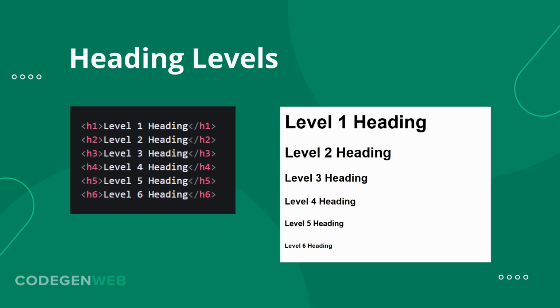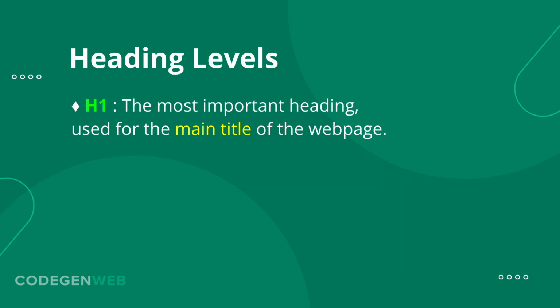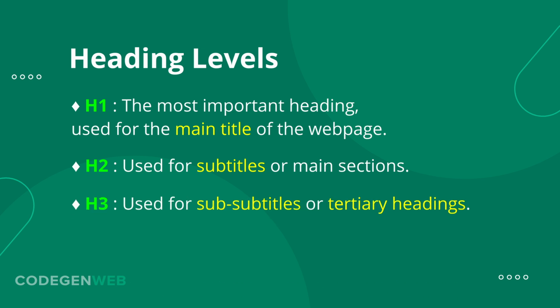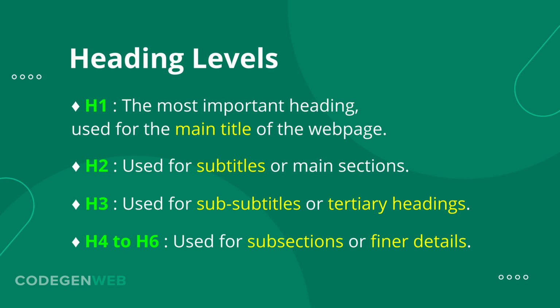HTML provides 6 levels of headings from H1 to H6. Each represents a different level of importance. H1 is the most important heading, used for the main title of the web page. H2 is used for subtitles or main sections. H3 is used for sub-subtitles or tertiary headings. H4 to H6 are used for subsections or finer details.